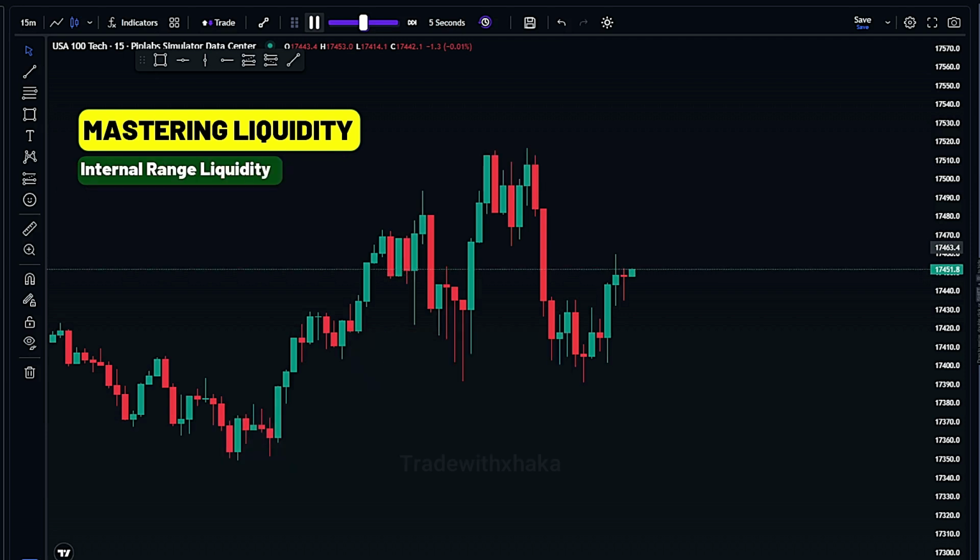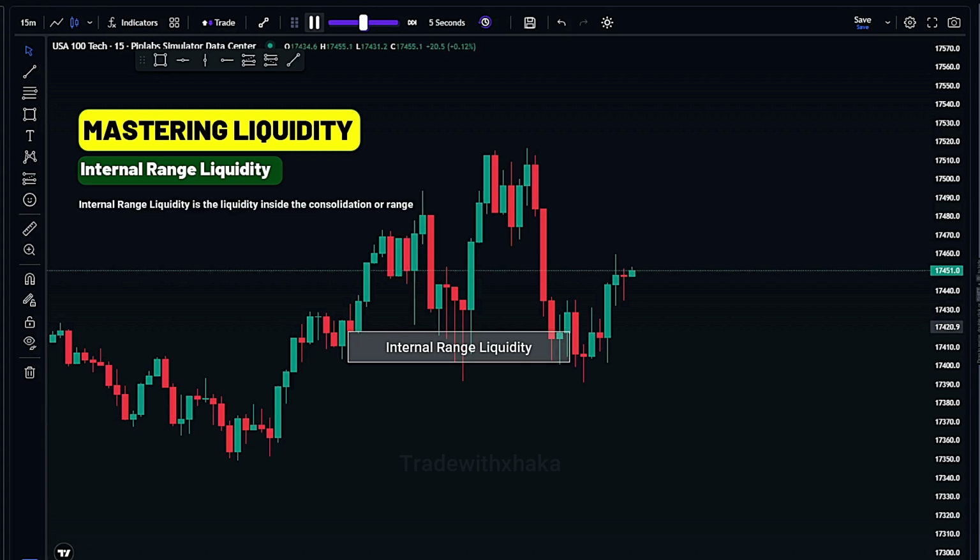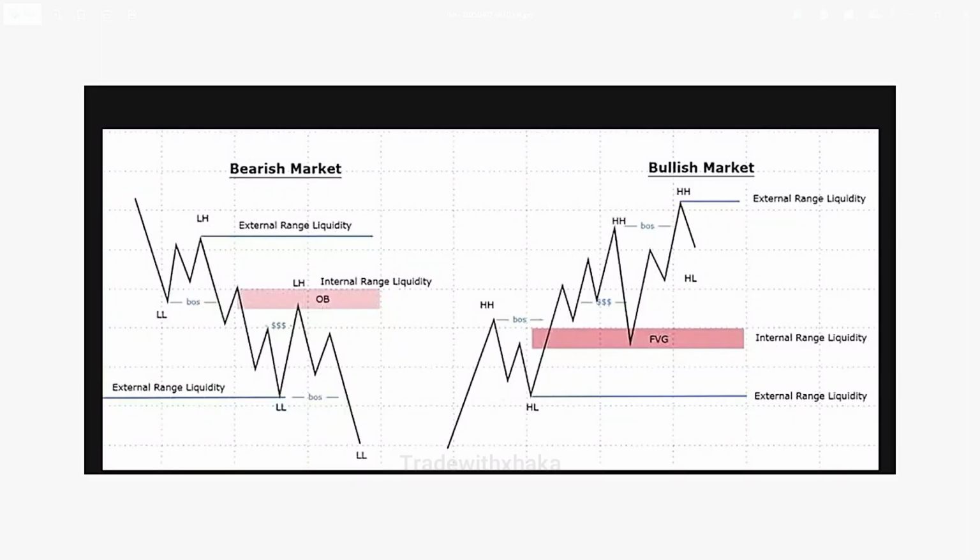Internal range liquidity is a range or consolidation that happens in a trend. So I have a little diagram here that will explain it better. We have a bearish market here and a bullish market. On this bearish market, where is our internal range liquidity? It is inside the zone where we have order blocks, fair value gaps, and all sorts of liquidity sitting there. But mind you, you can only satisfy this internal range liquidity with this statement.